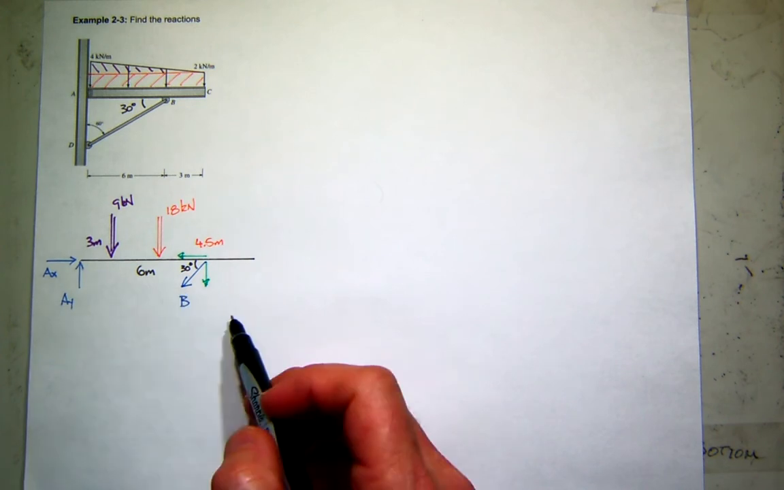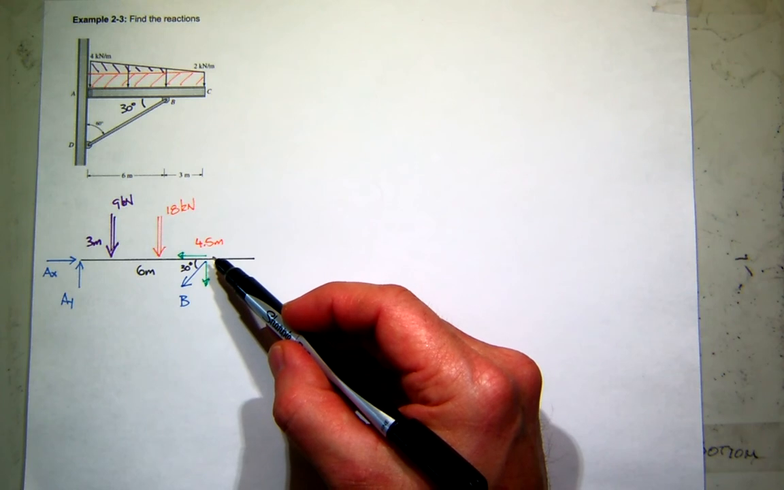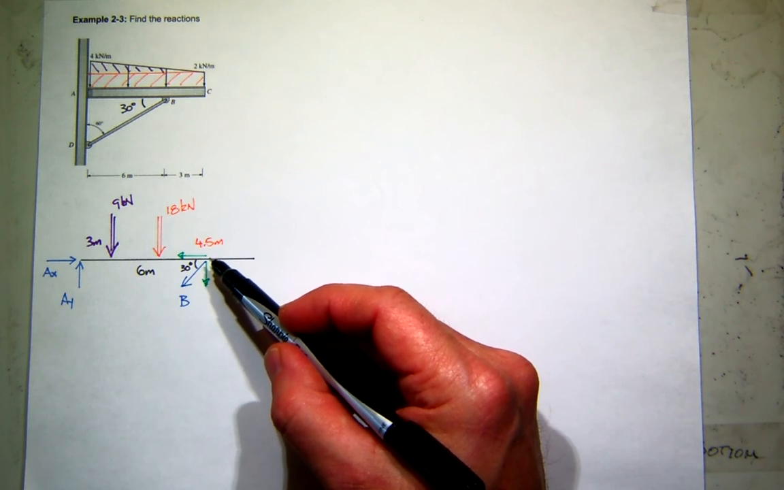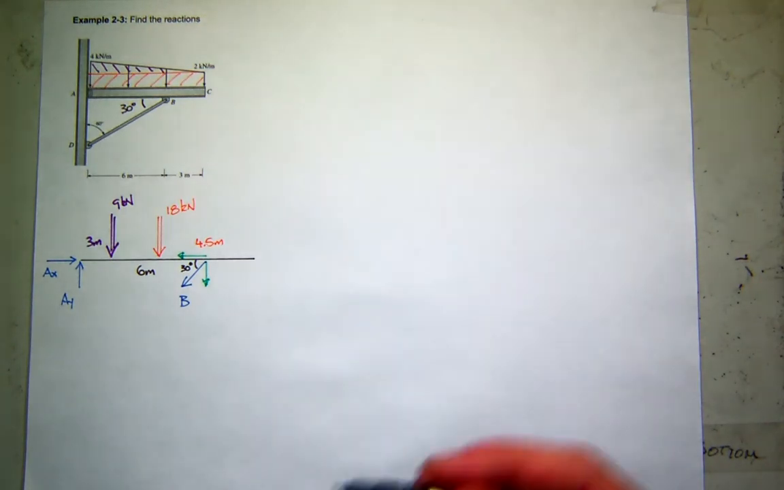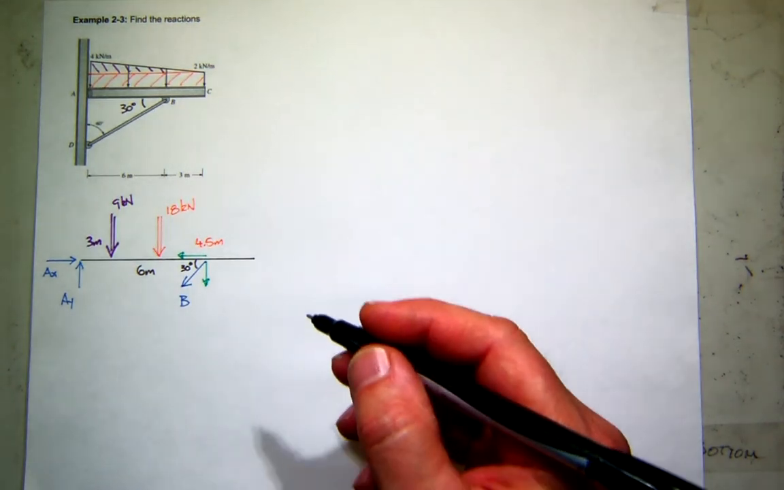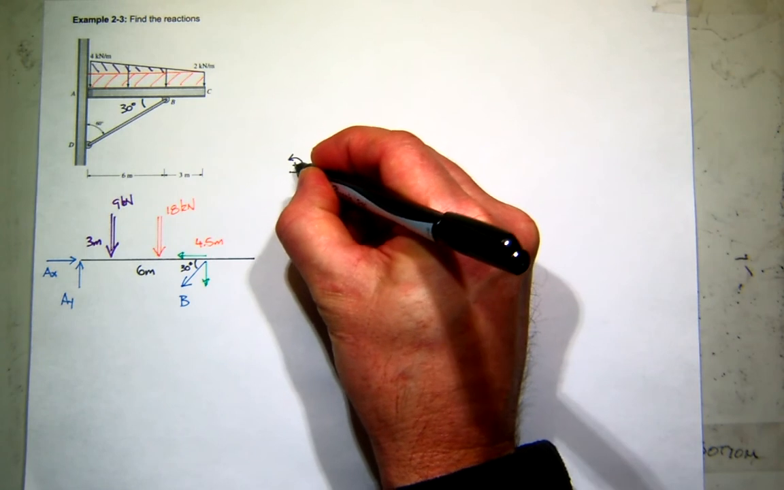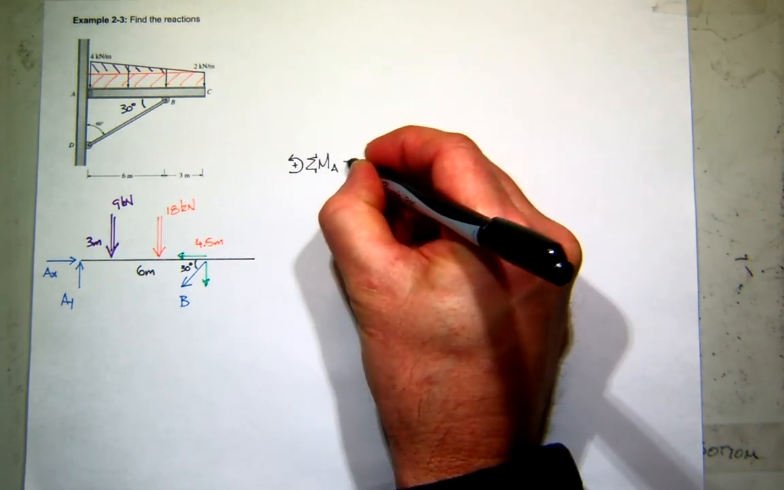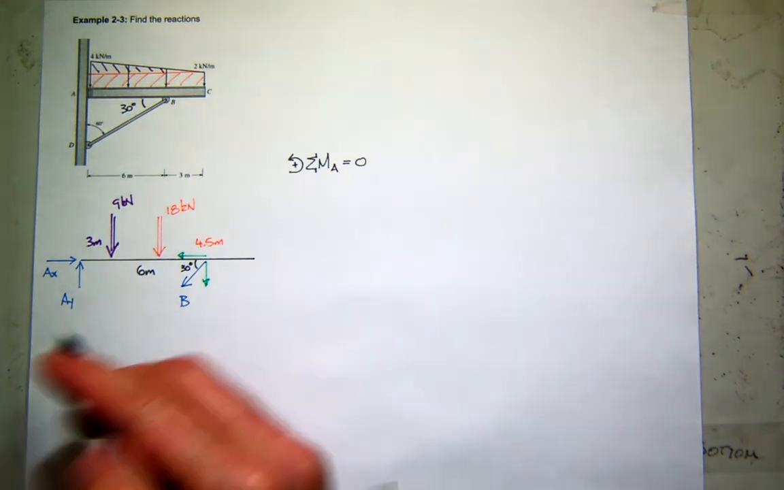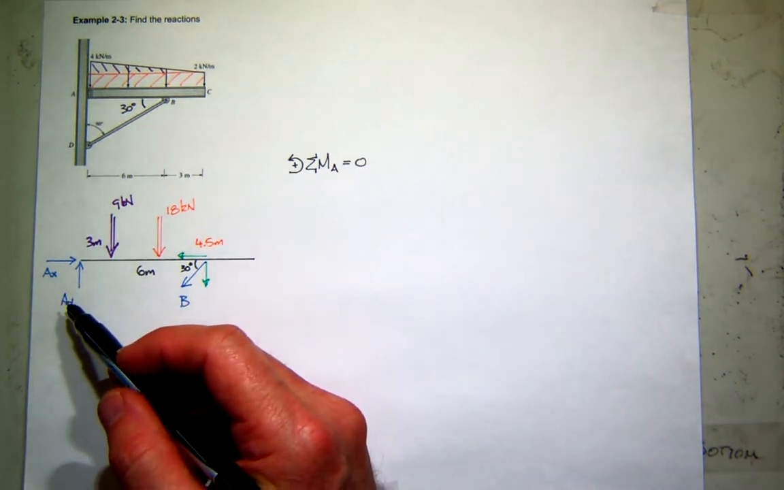If I sum moments at B, how many unknowns do I have in the one equation I write? One. So either one would be a good place, but I like A, so I'm going to start there. I'm going to sum moments about A. It follows our general guideline in that it is a pin, and pins are always pretty good places to sum moments about.